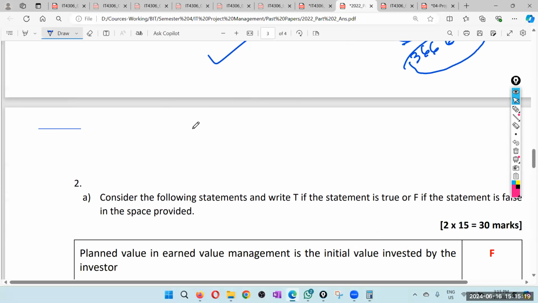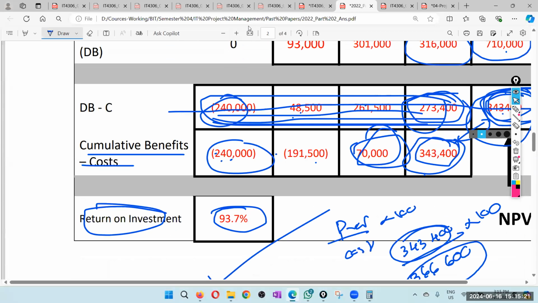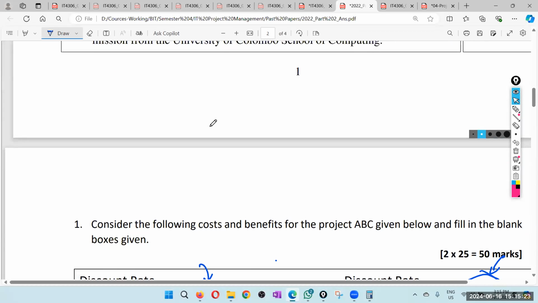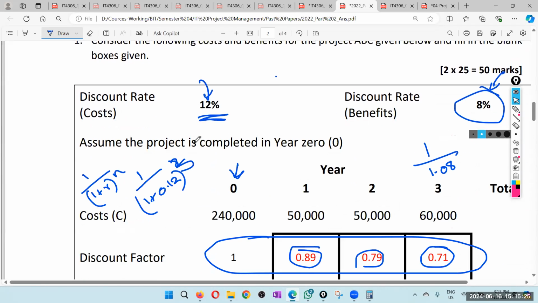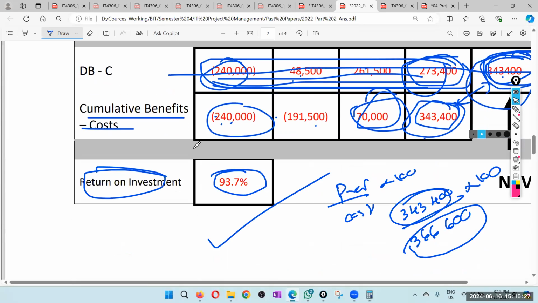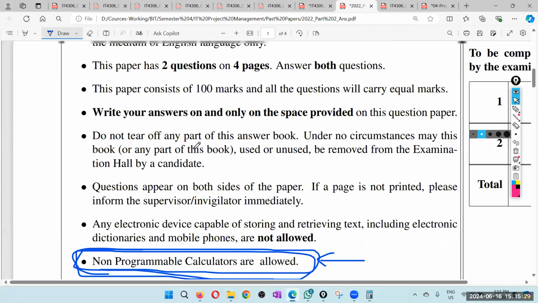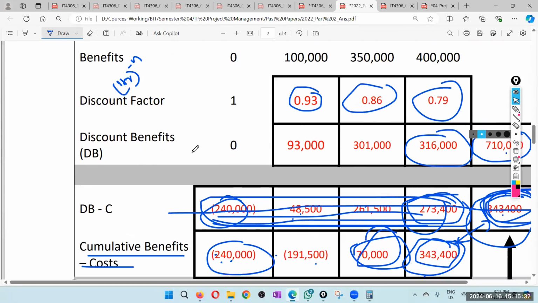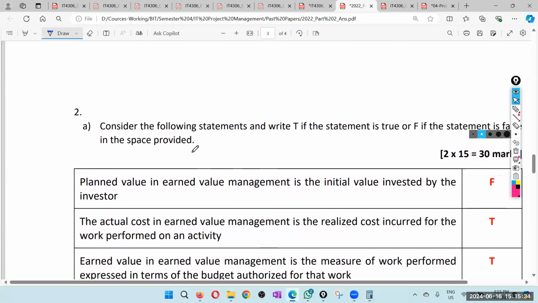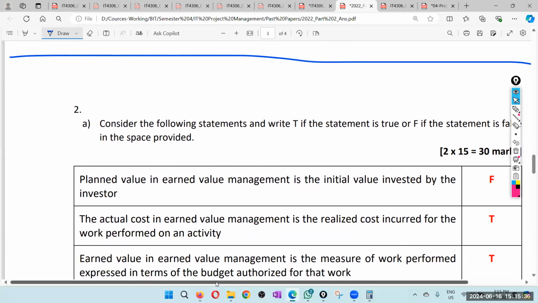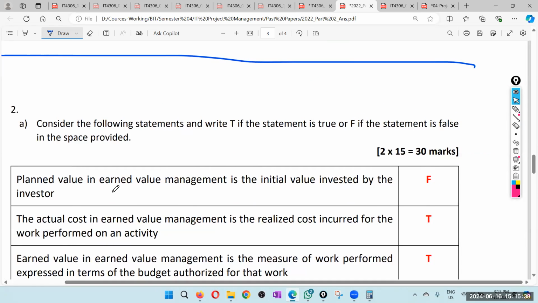So that is one big question, right? If you miss it, you get only 0 marks, because that is the only question. That is the only question we have. Right. So the second question is just you need to mark true or false. Okay.